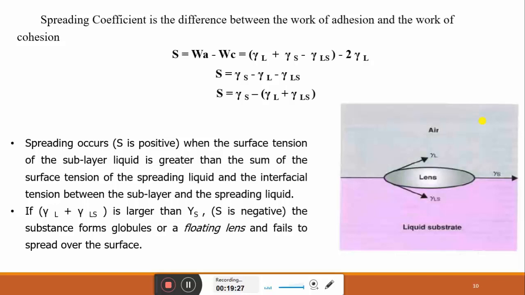That means oleic acid will spread, but if we consider any liquid which has a surface tension greater than water or the sublayer liquid, it will not spread as a film, but it will remain floated as a lens, as you can see in the diagram. So when the value of the surface tension of the spreading liquid and the interfacial tension of the spreading liquid and sublayer liquid is greater than that of the sublayer liquid, the value of spreading coefficient will be negative, and that makes the lens type of structure on the surface and it does not produce a duplex film. So this is all about spreading coefficient.